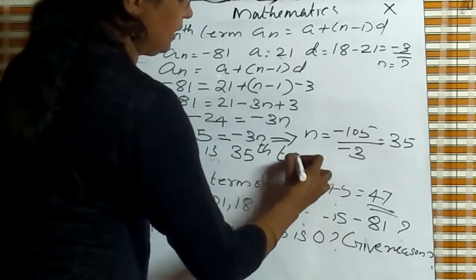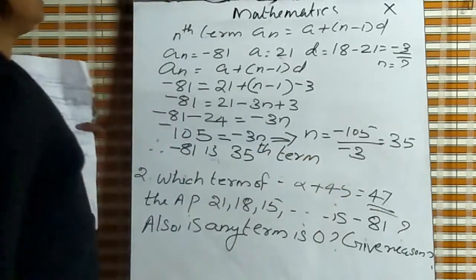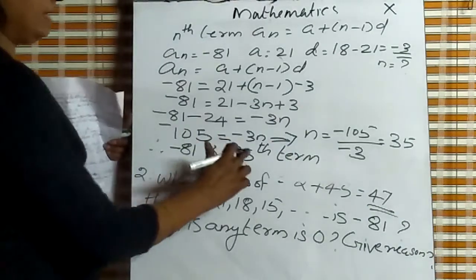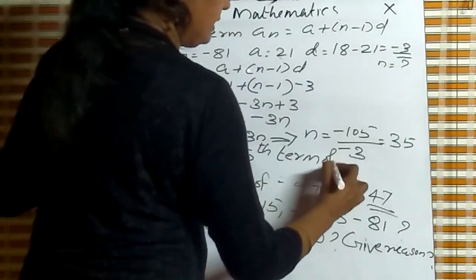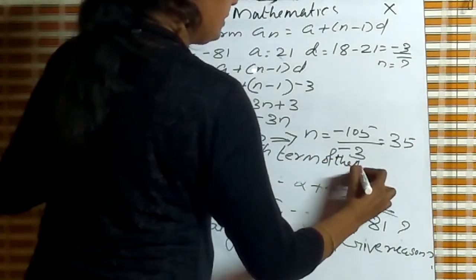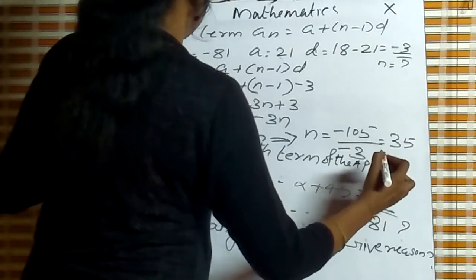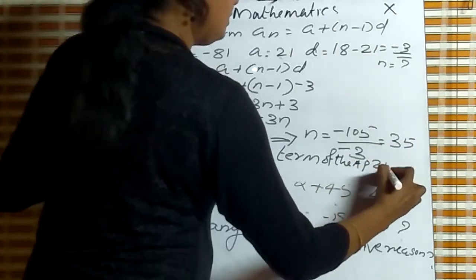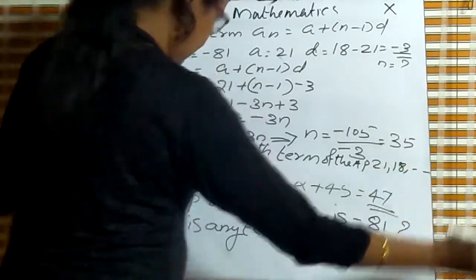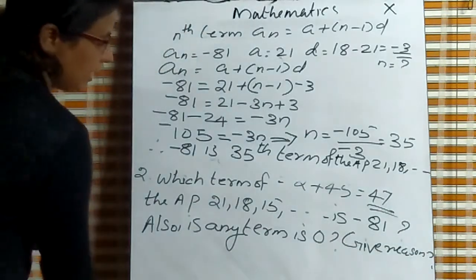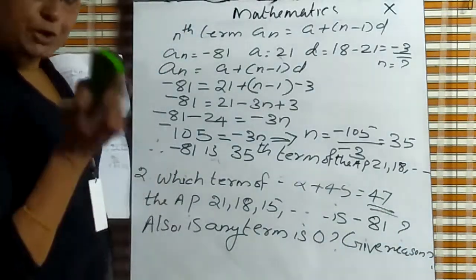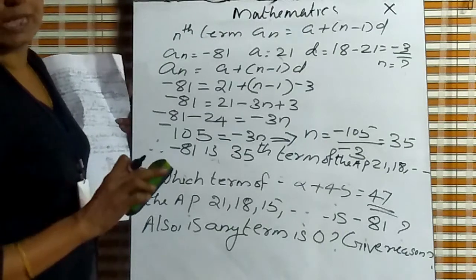N is equal to 35. So minus 81 is the 35th term of the AP, which is the AP 21, 18, etc.